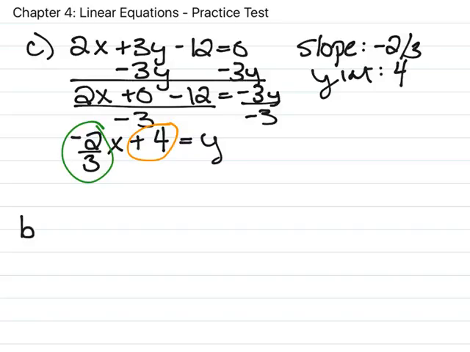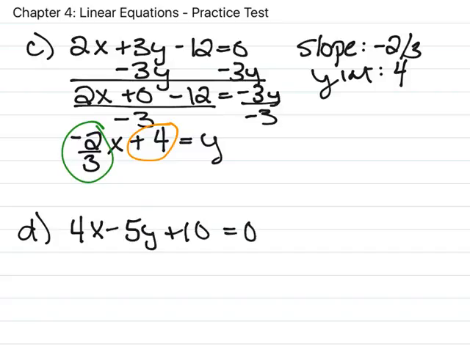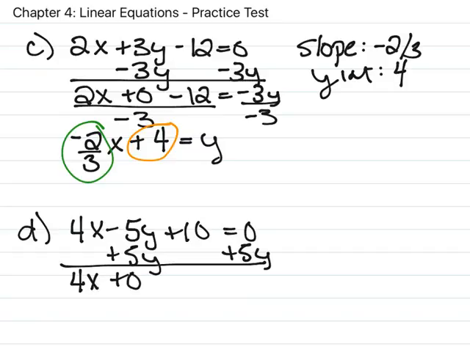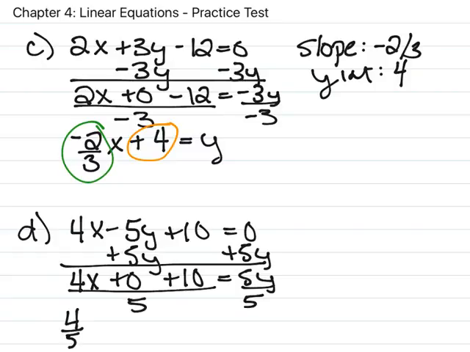And then we go to D. So D, you have 4x minus 5y plus 10 is equal to 0. So we can move y over to the right hand side. So you get 4x plus 0 plus 10 is equal to 5y. We have to divide everything by 5. So you get 4 divided by 5x plus 2 is going to be equal to y. So y-intercept is plus 2, slope is 4 over 5.